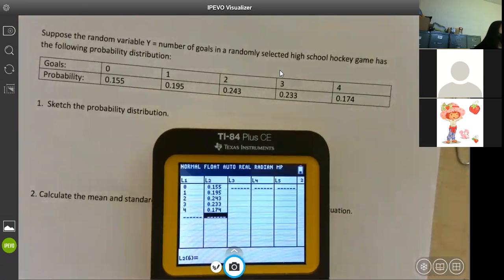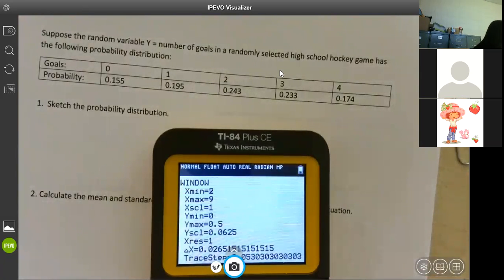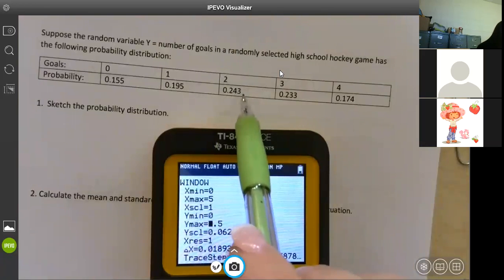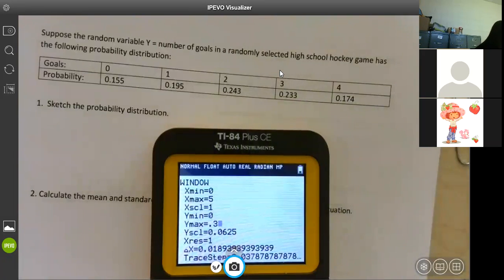So on this one, I put in the values. I'm going to change my window. I'm going to do my window 0 to 5. You could do it -1 to 5. It doesn't matter. I just, like I said, like to go like 1 above. So 0 to 5 would be what it is. And your scale is by 1. Our minimum can be 0. Our maximum, if we look at our numbers, 0.24 is the biggest one. So I went to 0.3. And then I did my scale by 0.05. I just picked something random.